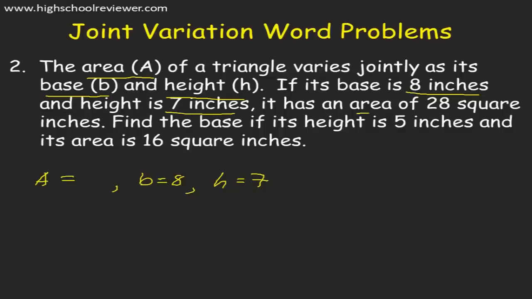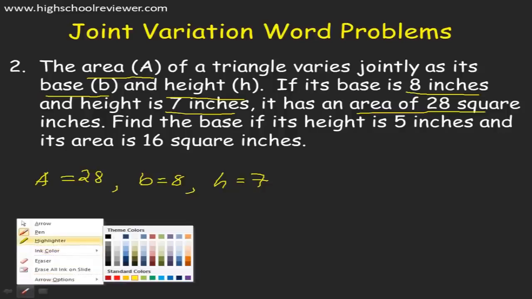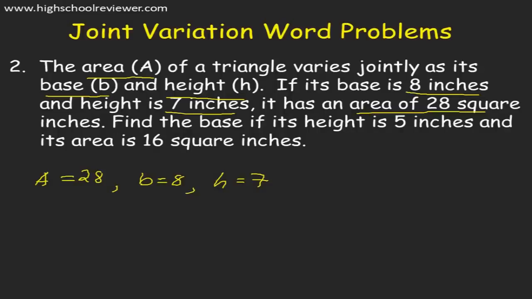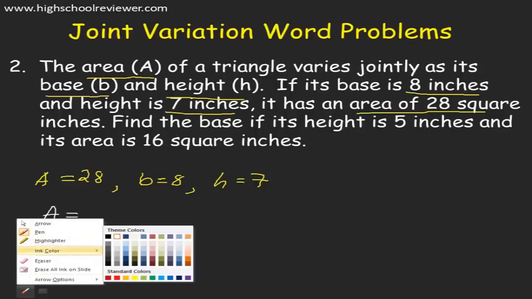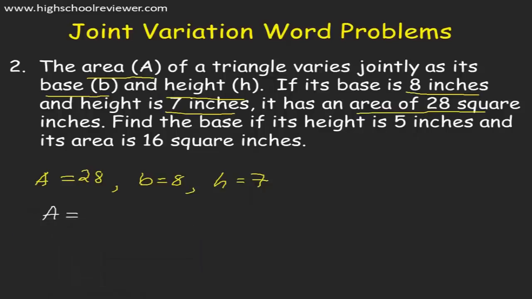And the area is 28 square inches. Okay, so using the values of these three variables, we are going to find the value of K. We know that the joint variation equation for this will be: since A varies jointly with its base and height, our equation will be A is equal to K, which is the constant of variation, multiplied by the base and the height.